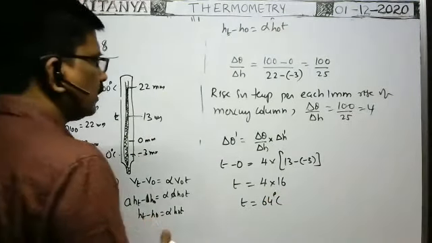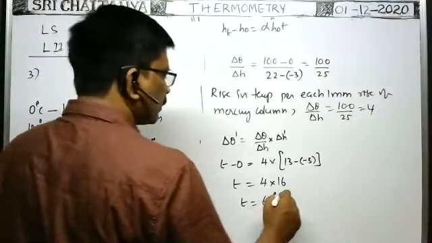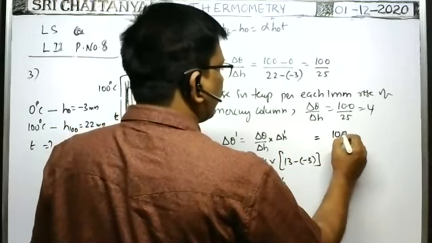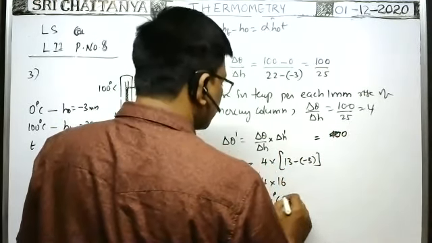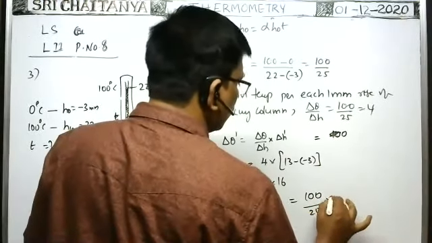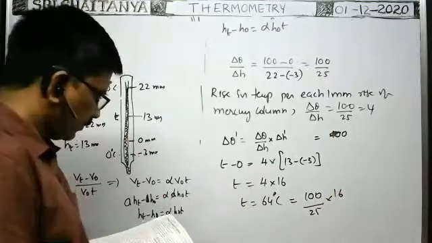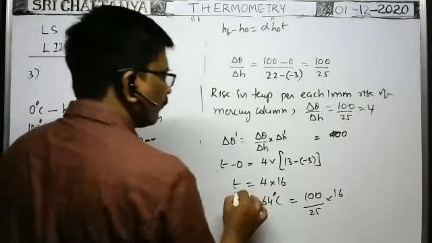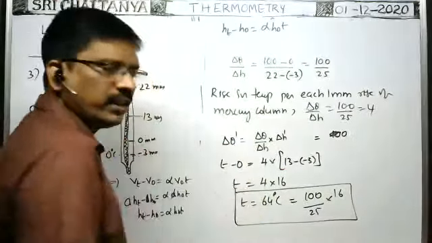Yeah, 64 only. It is given like this. Of course, this is given as 100 by 25 into 16. Yeah, that is the only answer. It is also very, very important.